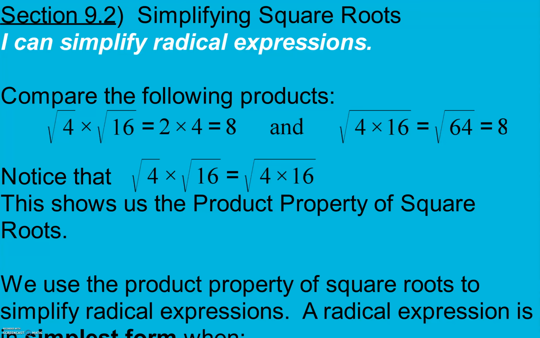Section 9.2 is simplifying square roots. I can simplify radical expressions. We're going to compare the following products. The square root of 4 times the square root of 16.